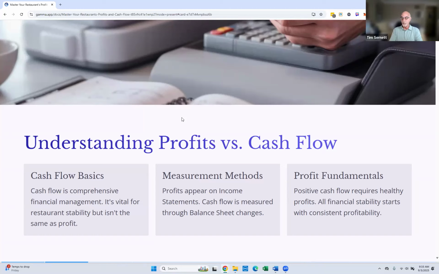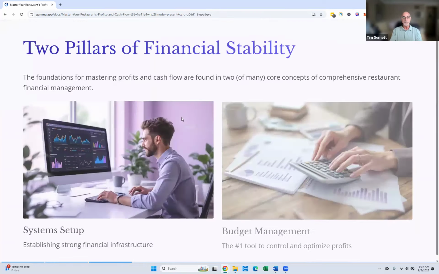Positive cash flow, however, requires healthy profits. All financial stability starts with consistent profitability, which is why that's what we focus the most on with our independently owned restaurant owners when we work with them on an ongoing basis with accounting and finance. We focus on managing the profitability of the income statement, otherwise known as the profit and loss statement.